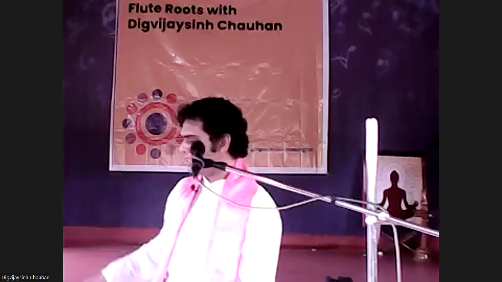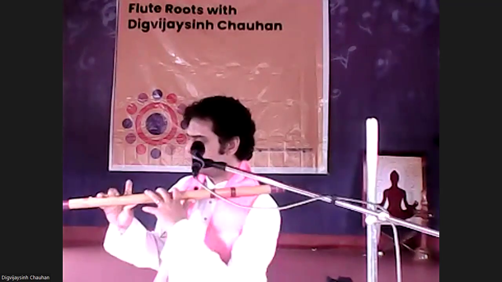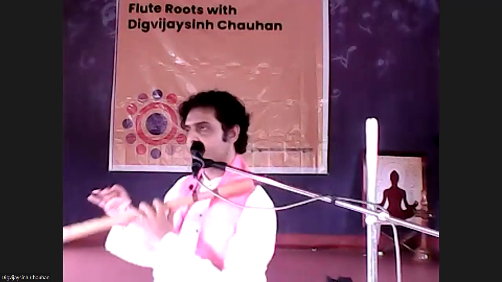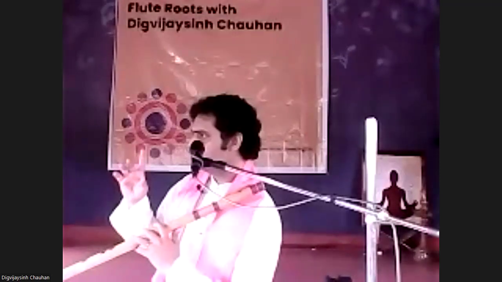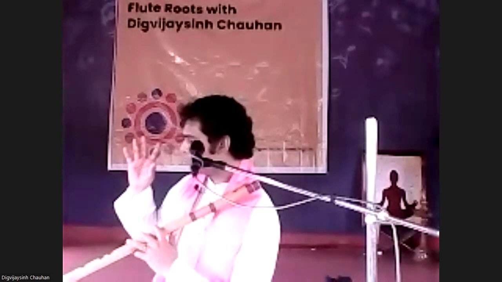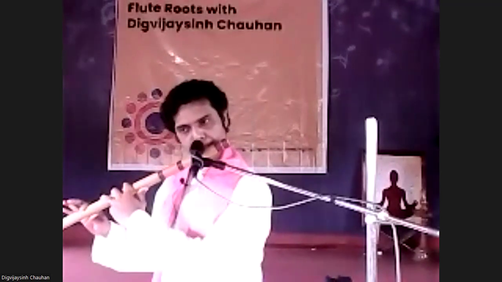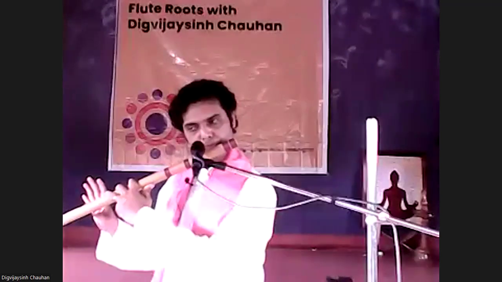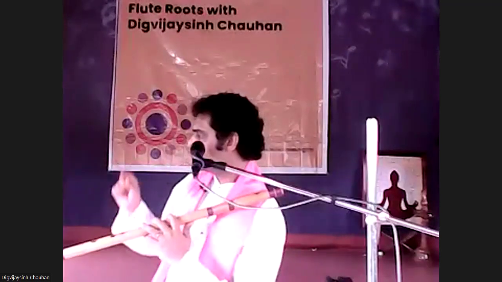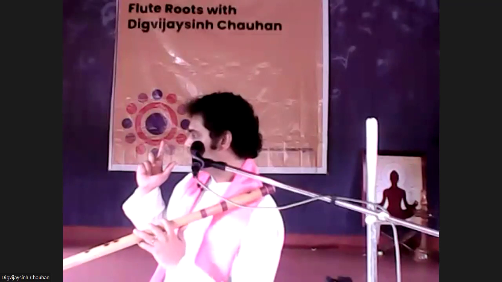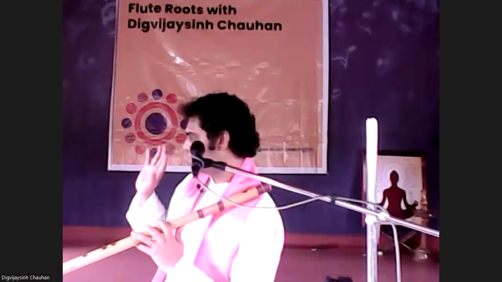So kan is when we just touch the nearby note very quickly, like this. Pa da ni sa sa. When I say sa sa, in this second sa there is a kan of ni. That is the smallest ornamentation, when we just touch.